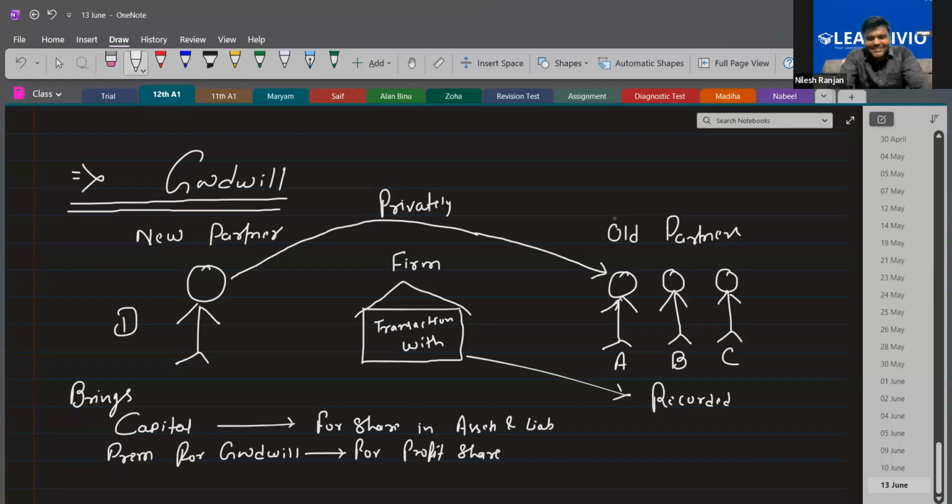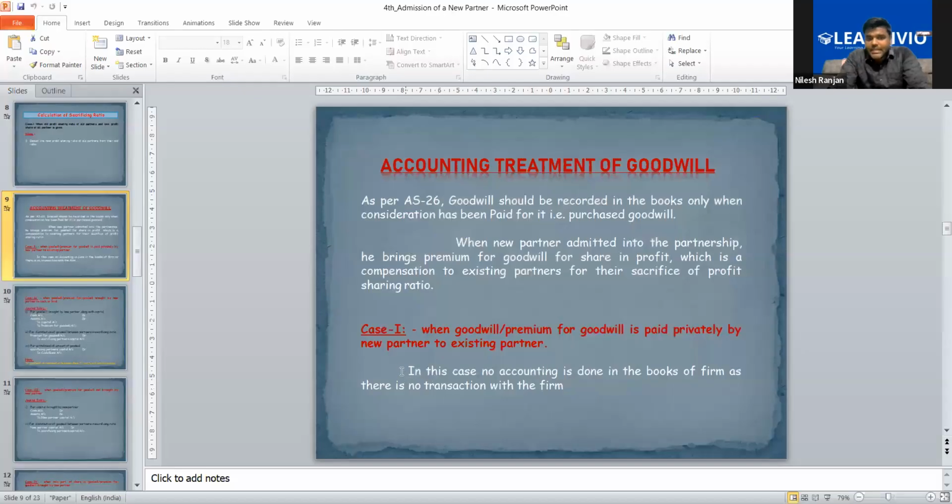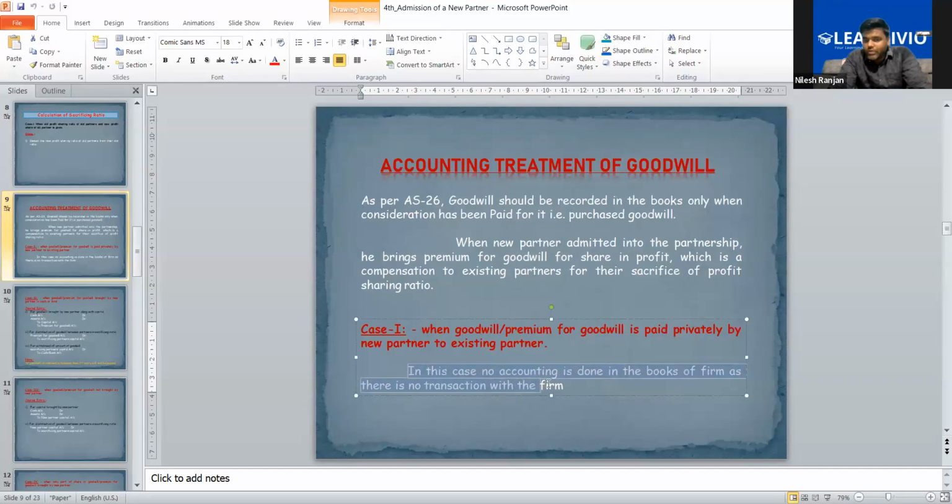That's very good. All of you have said it at once, and the answer is correct. Yes, it should not be recorded in the books because this transaction is not happening with the firm. It is their private transaction, and a private transaction is not recorded in the books. Whatever they are doing in their personal life is not the concern of the business. So we will not record it. So the treatment in this case is that no accounting is done in the books of the firm as there is no transaction with the firm. Okay. Is this clear? This is very simple.